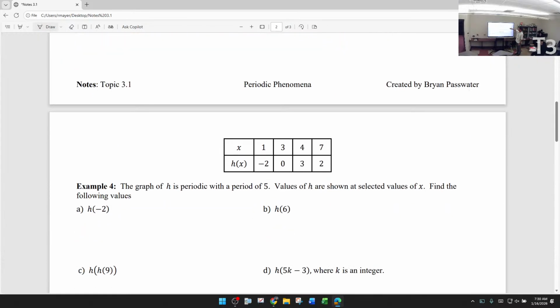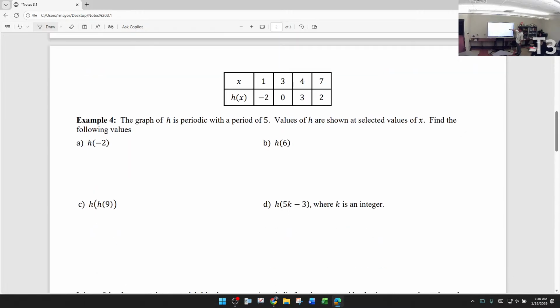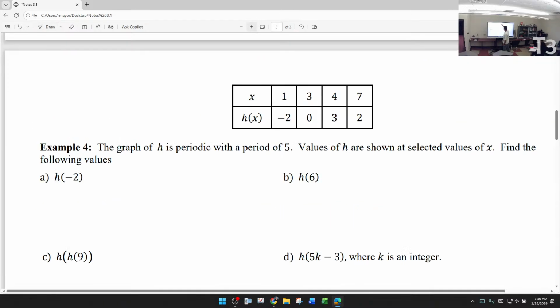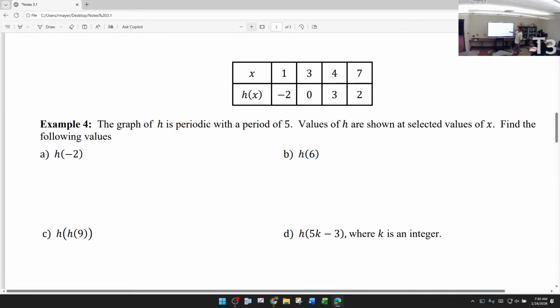Beautiful. Here we have another graph of a periodic function. And it tells me it has a period of 5. I don't need to draw it. It's a table. So I'm going between 1 and 3 and 4 and 7. I don't necessarily know exactly what happens at 2. I don't necessarily know what happens at 3.5 or 5, or I really don't know, right?